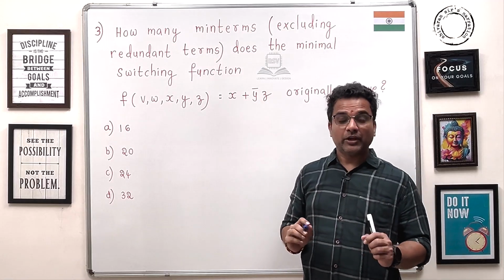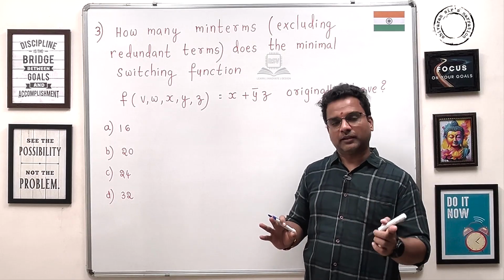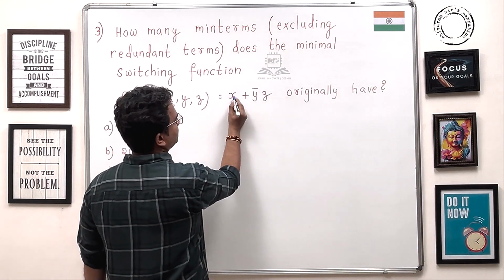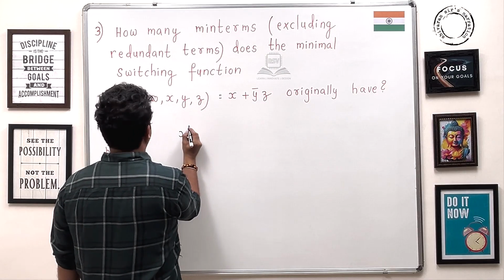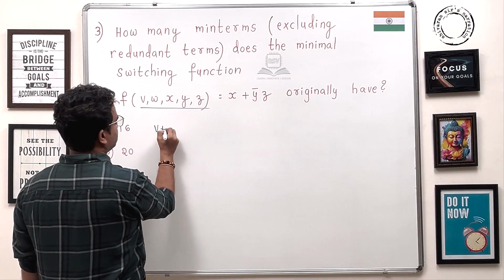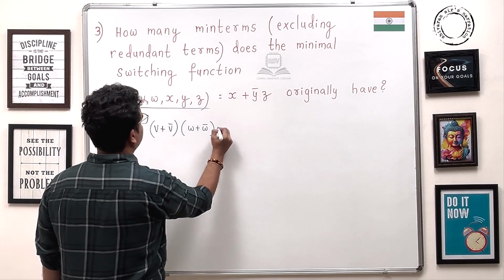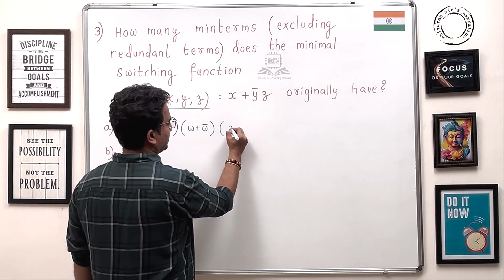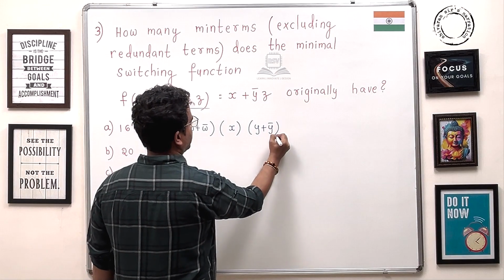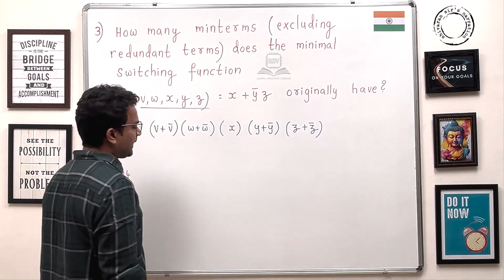Now guys, usually in semester exams, if time permits and they are giving 5 marks or 6 marks, then what we can do is, instead of this x, you can write it as, as per this series, v plus v bar into w plus w bar into, anyway x is there, into y plus y bar into z plus z bar. You can write in this way.